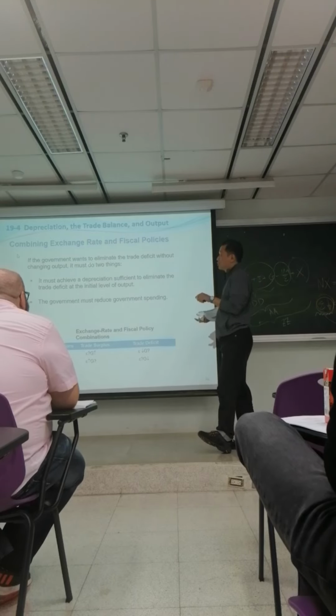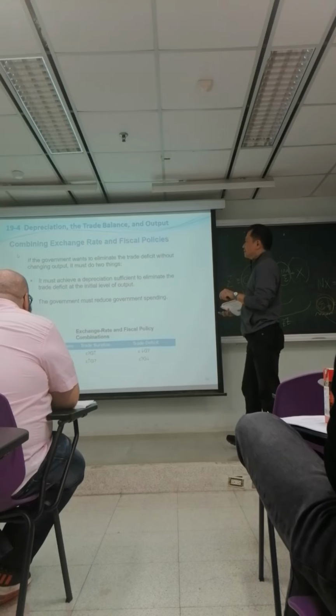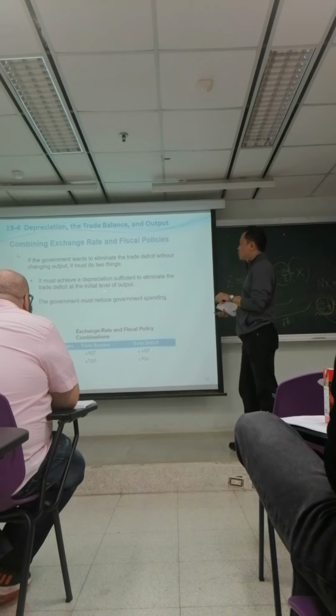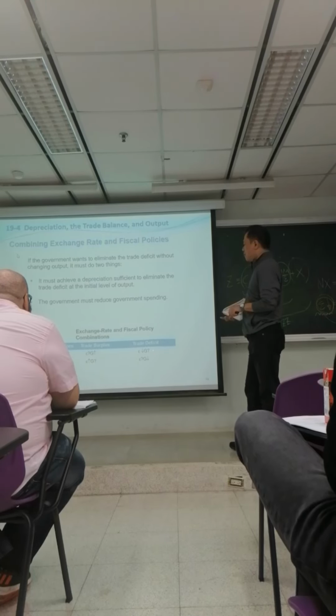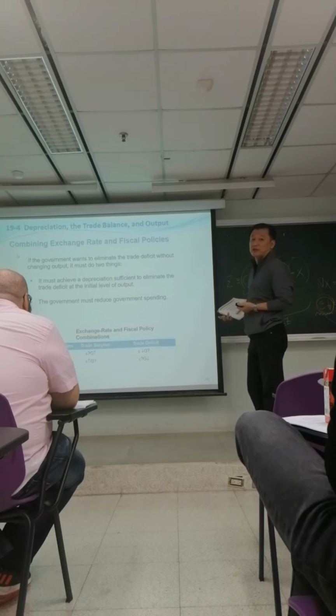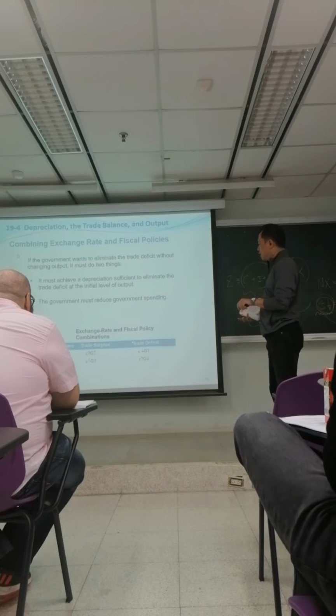So if the government wants to eliminate the trade deficit without changing output, it must do two things. Namely, it must achieve a depreciation sufficient to eliminate the trade deficit. Namely, this line should shift up exactly to this position, at the initial level of output. And the government must reduce government spending. This table shows you different policy mixes for different situations, and our example falls into this category.